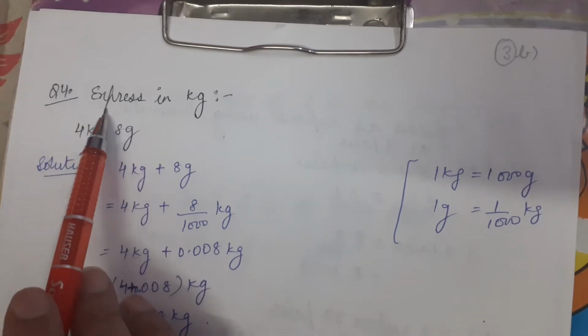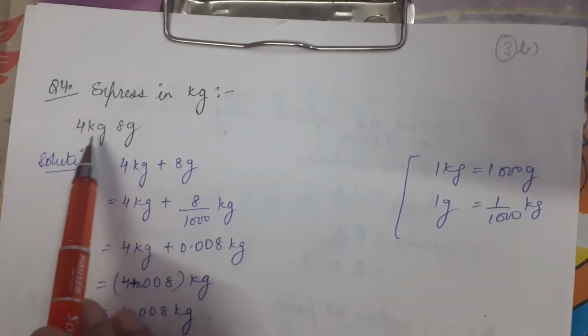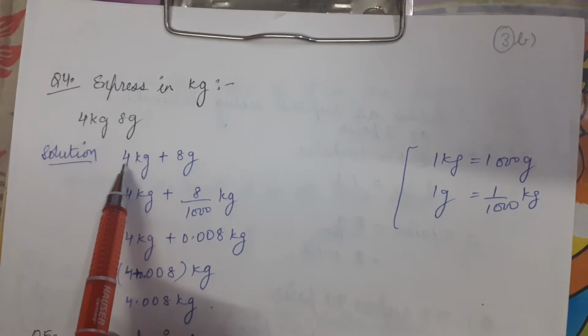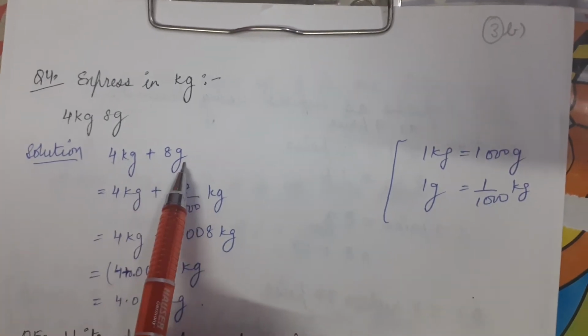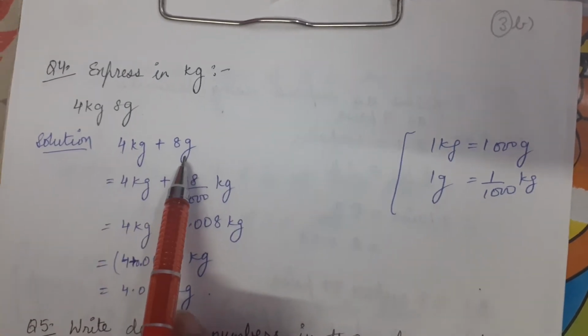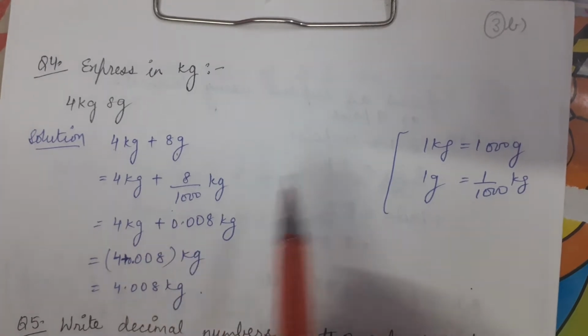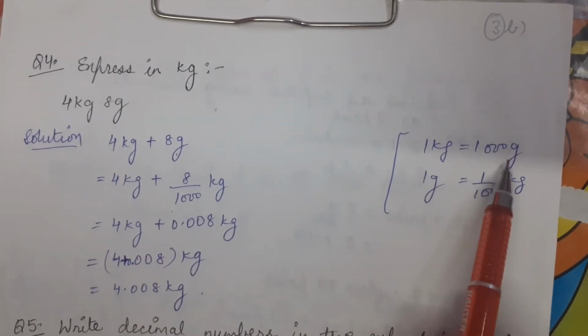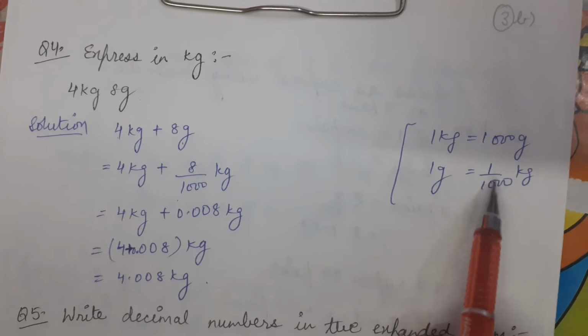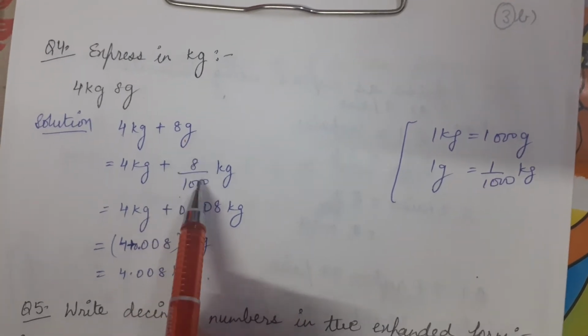Now question number 4, express in kilogram, 4 kg 8 gram. That means we can write 4 kg plus 8 gram. Now we have to convert this gram into kilogram. So what is the rule here? 1 kg is equal to 1000 gram and 1 gram is equal to 1 upon 1000 kg. So we have to divide this by 1000.